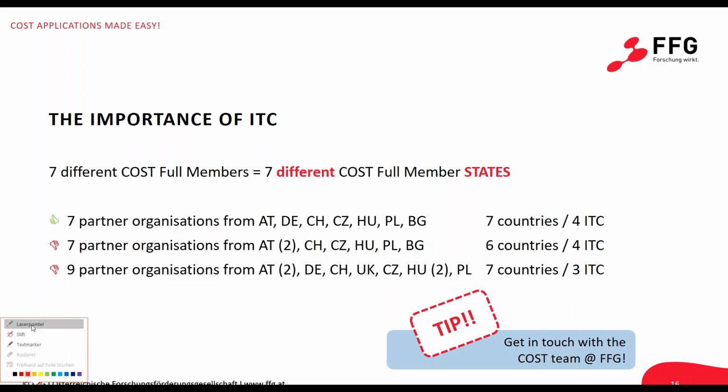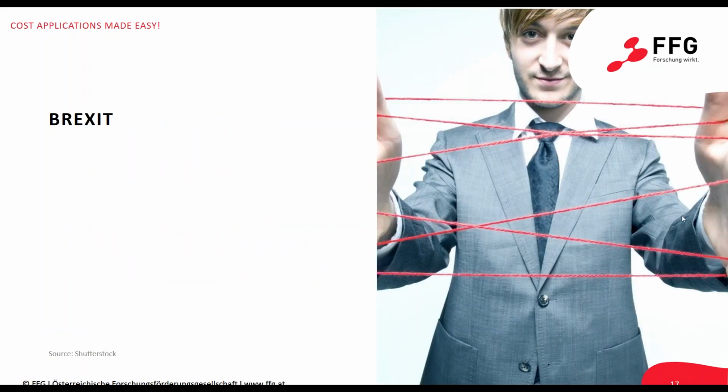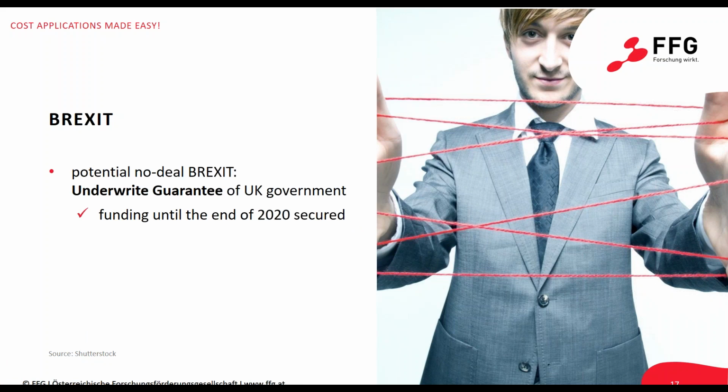And the UK is, of course, a specific topic that earns its own slide, the Brexit. What shall I tell you? I can tell you what I know by now, and everything might be different in approximately a week from now. But this is what we know. So for a potential no-deal Brexit, the UK government has signed an underwrite guarantee so that they will pay basically for the funding until the end of 2020, the funding of UK participants in COST actions.